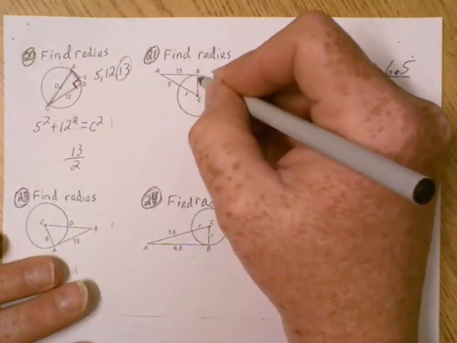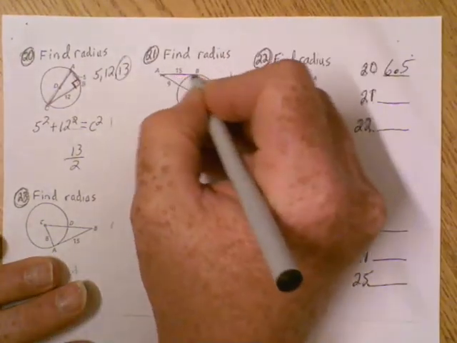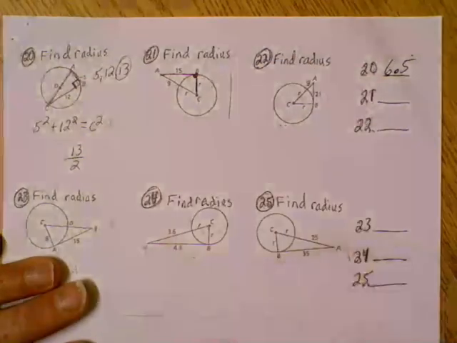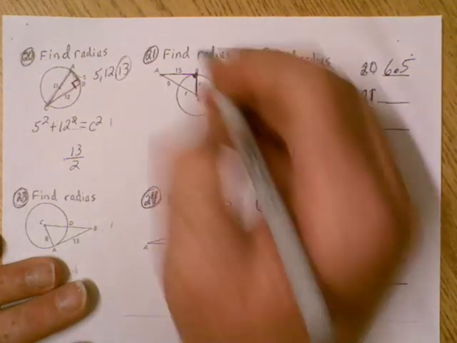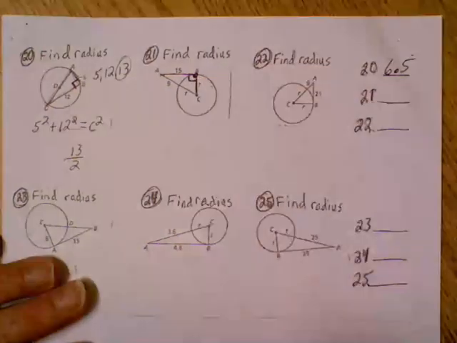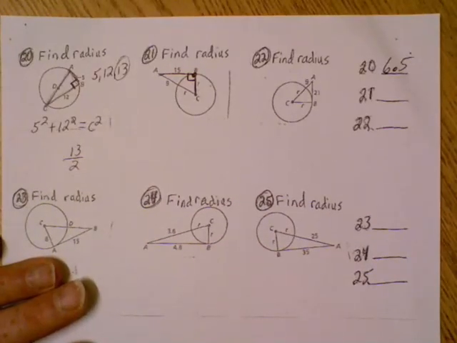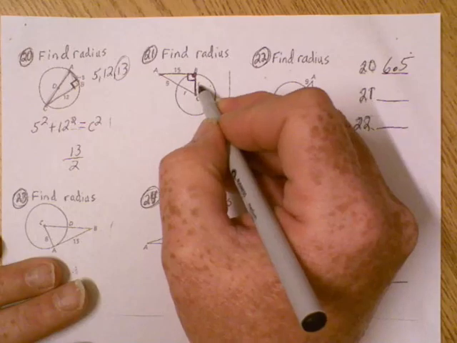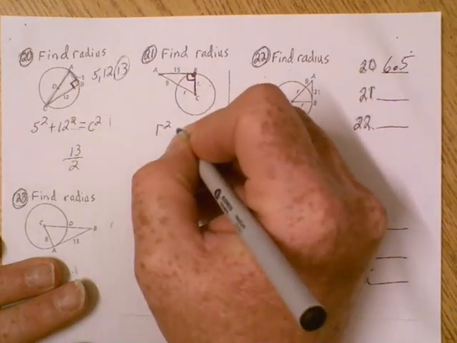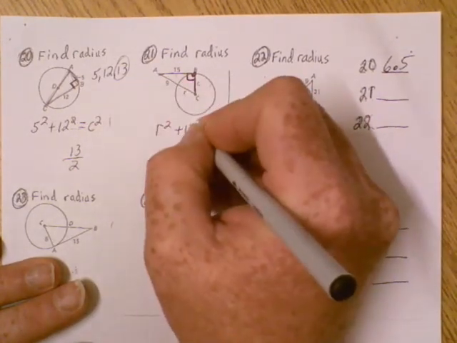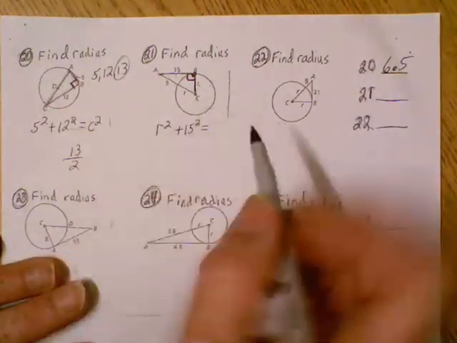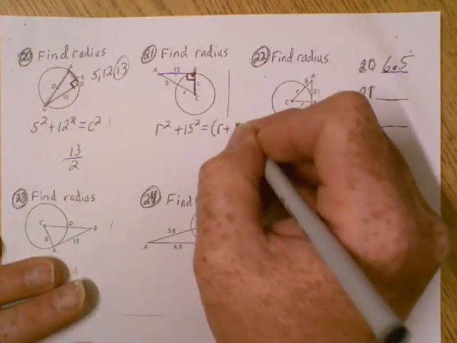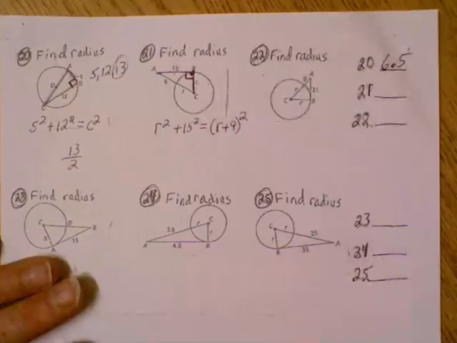Another rule: if a radius is drawn to a tangent and intersects it at the point of tangency, that's the point where the tangent touches the circle, then it has to form a right angle. Has to be perpendicular. So again, we can use Pythagorean's theorem. One leg is r, so r squared, plus the other leg is 15, so 15 squared equals, here's where you got to be careful, the hypotenuse this time is r plus 9, and we got to square that whole thing.